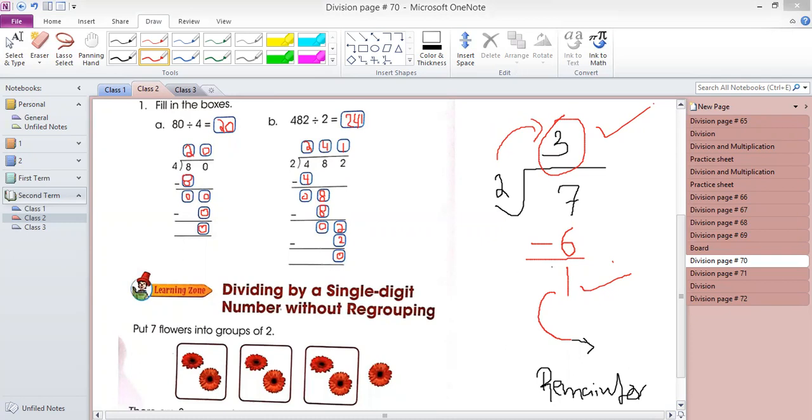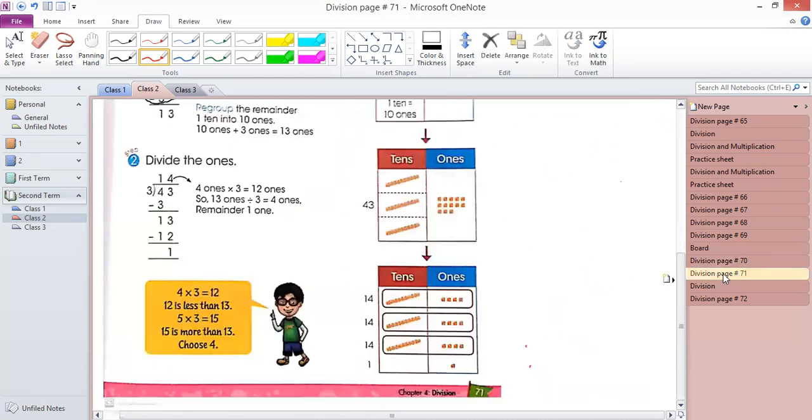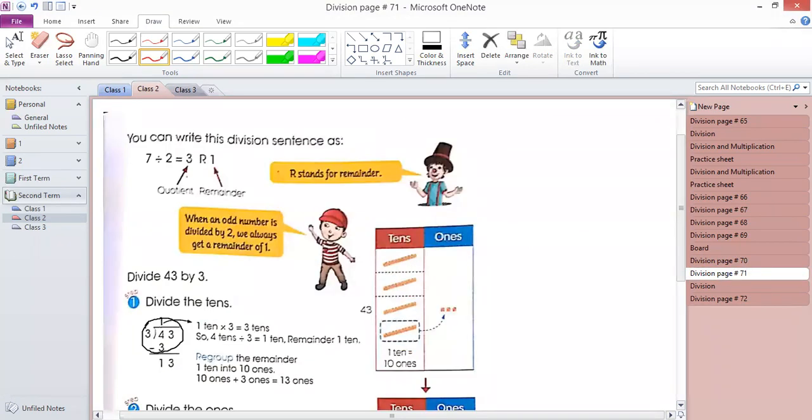So this is the example, guys. You can see here there are 3 groups of 2 and 1 is remainder. That means 1 is left. On page number 71, you can see when you divide 7 by 2, you get 3 quotient. Quotient means you have 3 groups. 3 is your answer. And after making 3 groups, 1 flower is left. So it is your remainder.